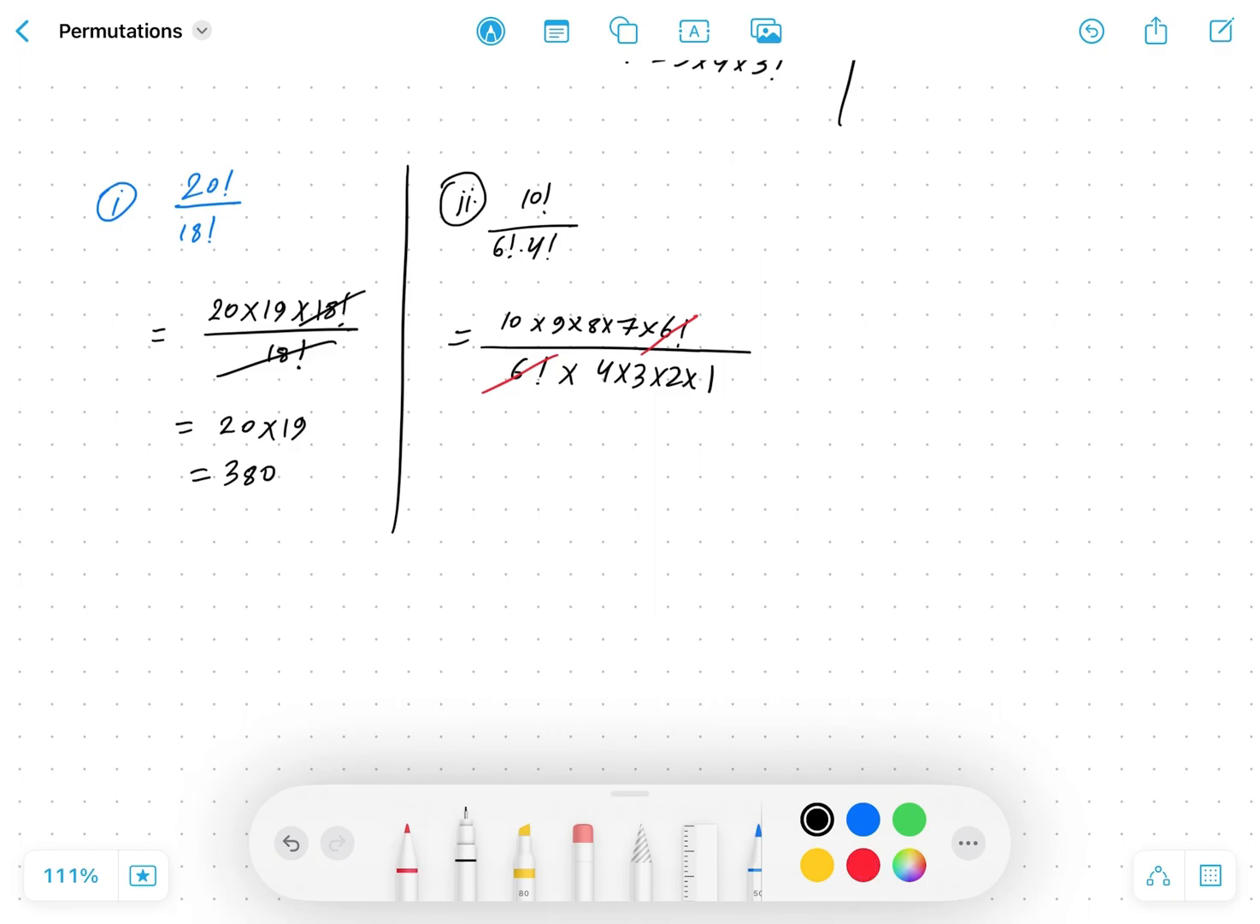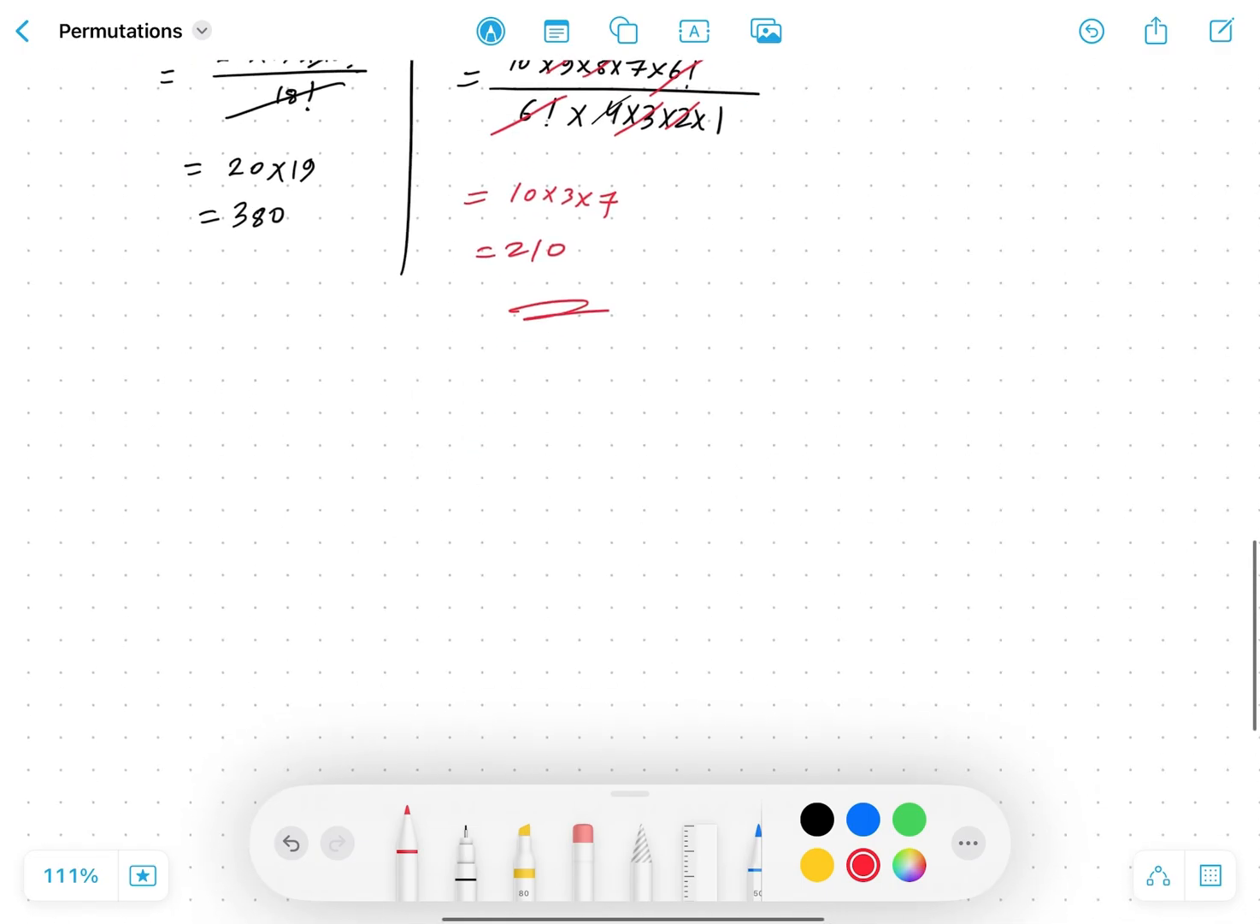So 4 into 2 is 8, the 2s cancel, 3 into 3 is 9. So 10 into 3 into 7, which is 210. Okay.